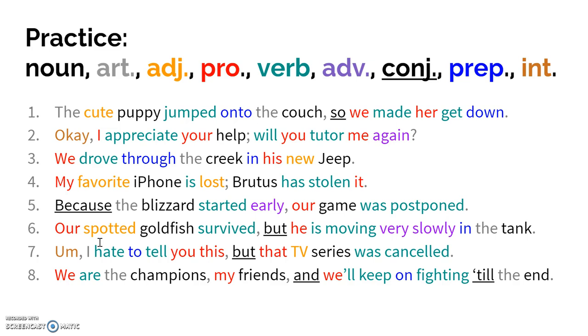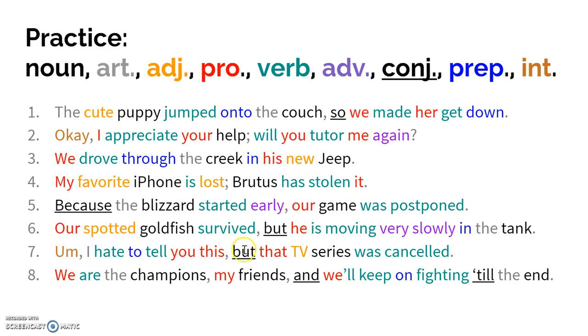6 uses a different kind of conjunction, the coordinating conjunction, but. Our spotted goldfish survived, but he's moving very slowly in the tank. Another thing to note in this example sentence is that very and slowly are both adverbs and they're right next to each other, and that's okay. And then is moving is yet another example of to be verb and a helping verb that goes with it.